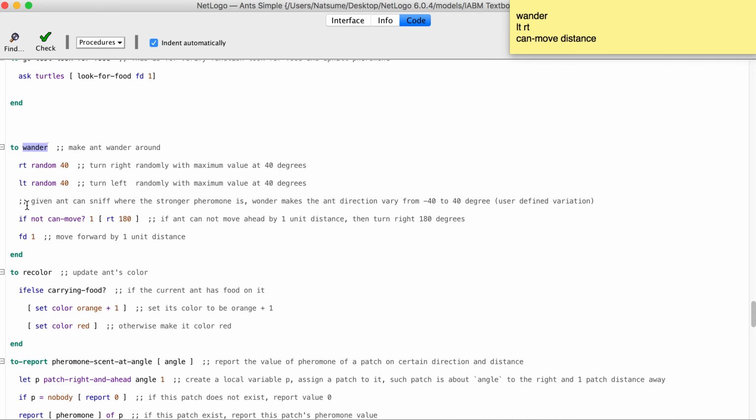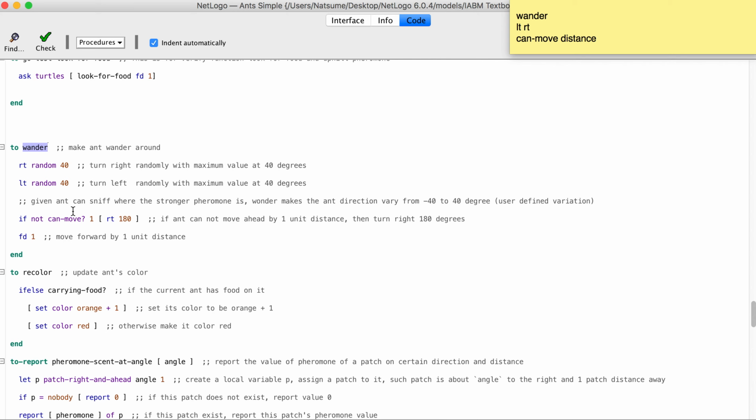It's not very hard to define wander. First of all, we want our turtle, our ants, to randomly turn right between 0 degrees to 40 degrees, and then randomly turn left between the value 0 to 40 degrees. So these two actions demonstrate that the ant does not really know where to go, so it wanders around. But it wanders around only within this 80 degrees ahead of itself. So the variation is 80 degrees, okay?